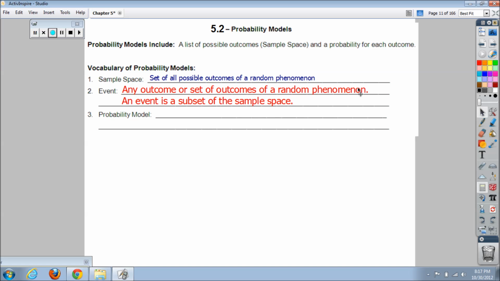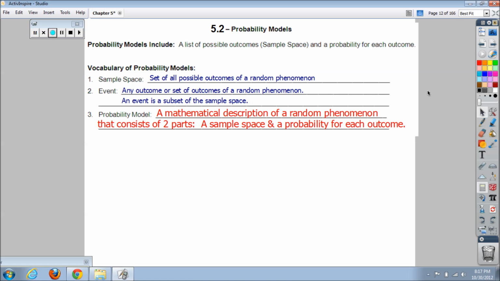Now, a probability model is what we're going to be focusing on mostly today. It is a mathematical description of a random phenomenon that consists of two very important parts: a sample space, so all of your outcomes that you could get, and a probability for each outcome. If you have time to write that down, you could always just pause the video if I'm going too fast.